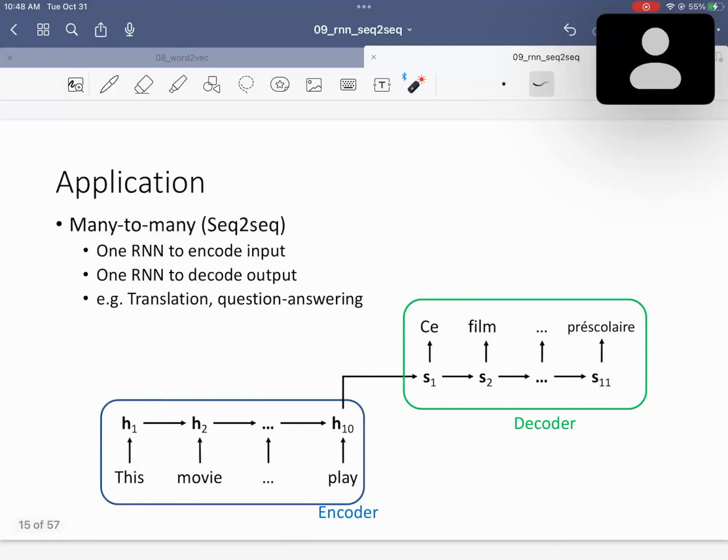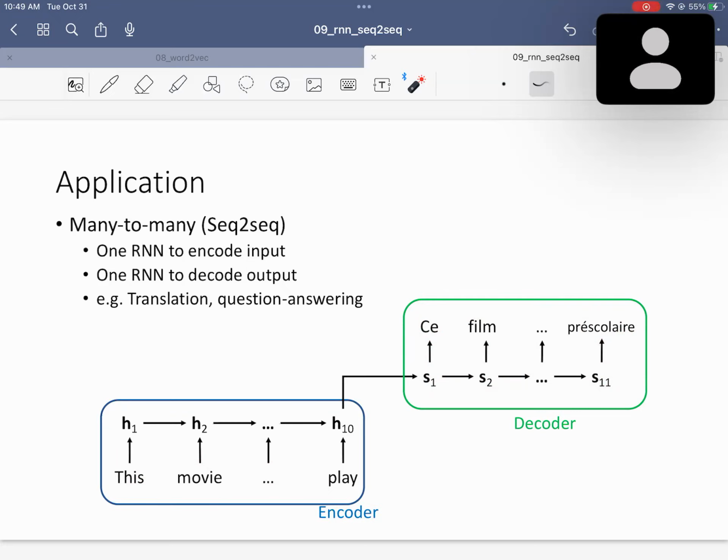Application number 3 is many to many, sequence to sequence, so to speak. There's one RNN to encode input, and there's another RNN to decode output. There is no limitation to how many predictions you will do for a given sentence, because in translation, for example English to French, you don't know how many tokens you will see on the French side. It wouldn't be the same as the English side. Just because this is 10 words, there's no guarantee that the output will also be 10 words. It could be 12 words, it could be 9 words, it could be 5 words. You don't really know. So it's variable.